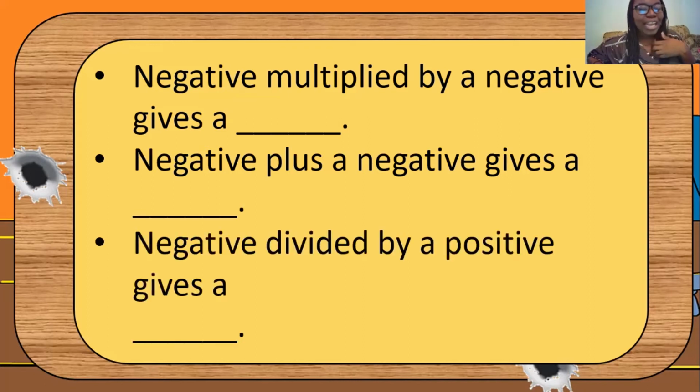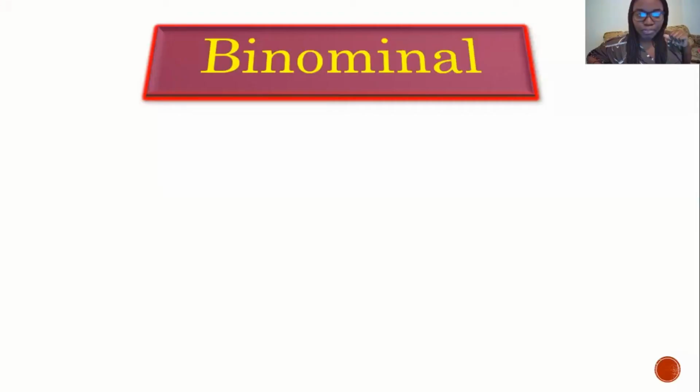And last but definitely not least, a negative divided by a positive gives a negative, of course. So the negative and the positive divided gives a negative. And the division rule and the multiplication rule are the same. They are the same.